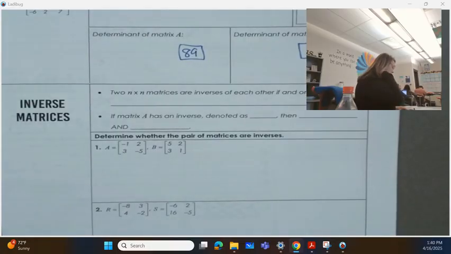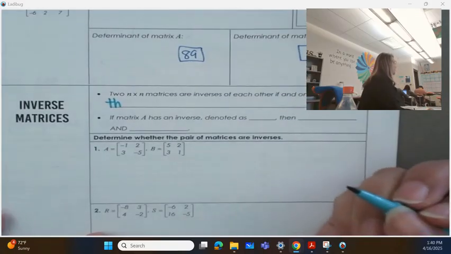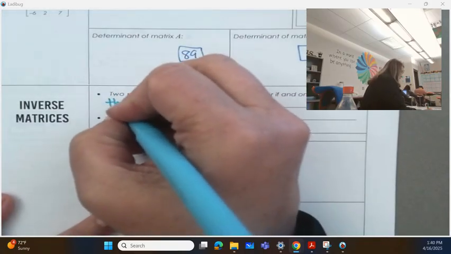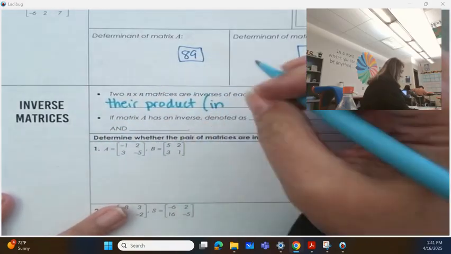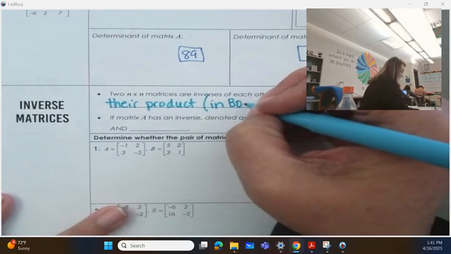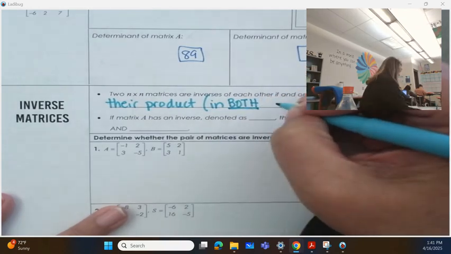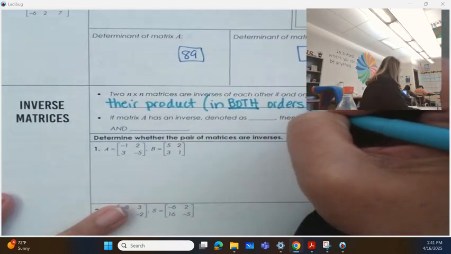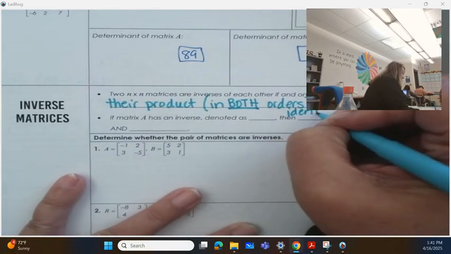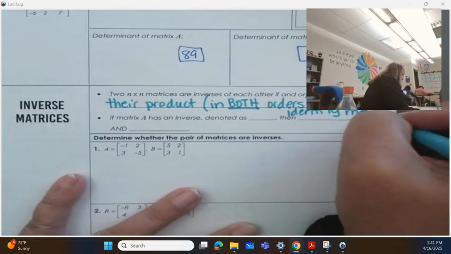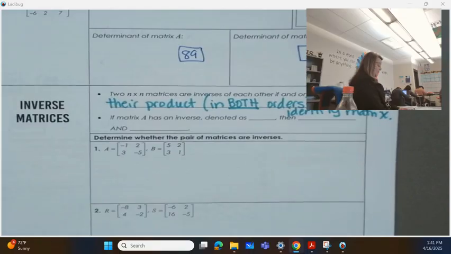Two n by n matrices are inverses of each other if and only if their product, which is their multiplication, like when you multiply them together, and it has to be in both orders, like going both directions, A times B and B times A, in both orders, is the identity matrix. We got to talk about that. Okay, their product in both orders is the identity matrix. Well, what is the identity matrix?